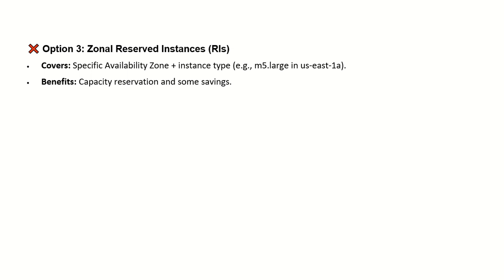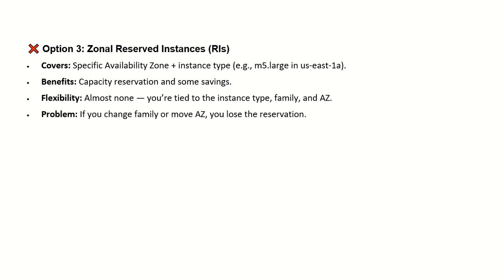Option 3, zonal reserved instances, that is RIs. It covers a specific availability zone plus instance type, that is M5 large in the US East 1A region. Benefits are capacity reservation and some savings. But it doesn't have any flexibility. You are tied to instance type, family and AZ. So what is the problem? If you change family or move AZ, you will lose the reservation. So not suitable, it's too rigid.